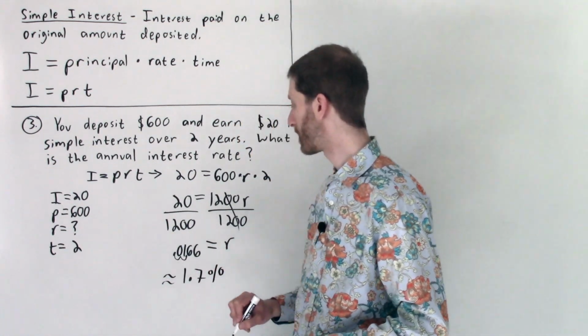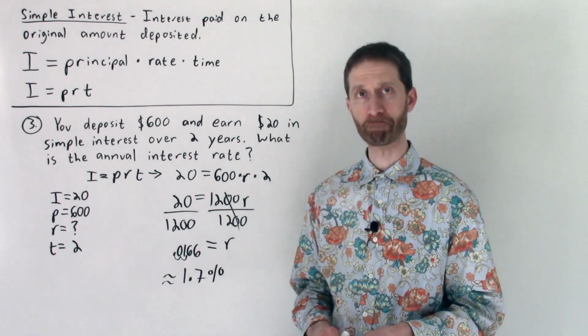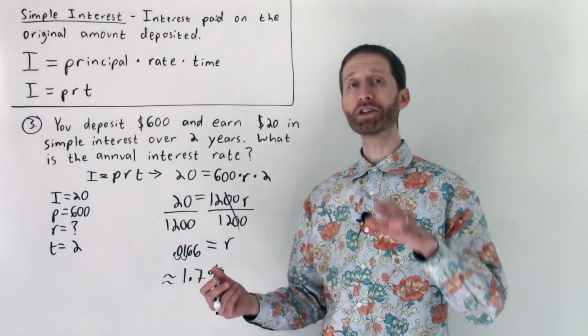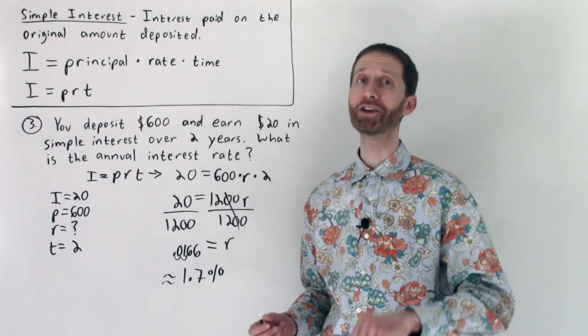If we round to the nearest 1/10 of a percent, right? This 6 rounds up to a 7. That's all we've got, folks. So a video on simple interest and solving for P, R, and T.